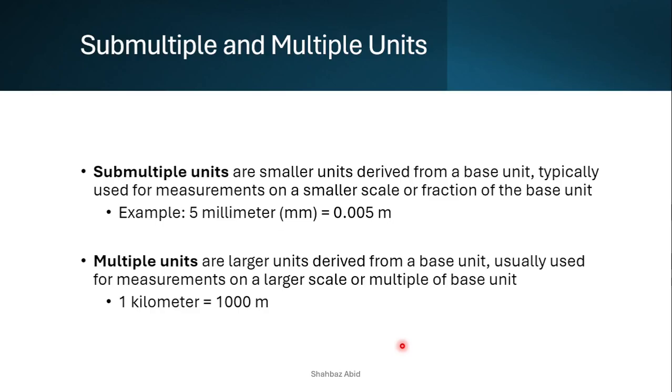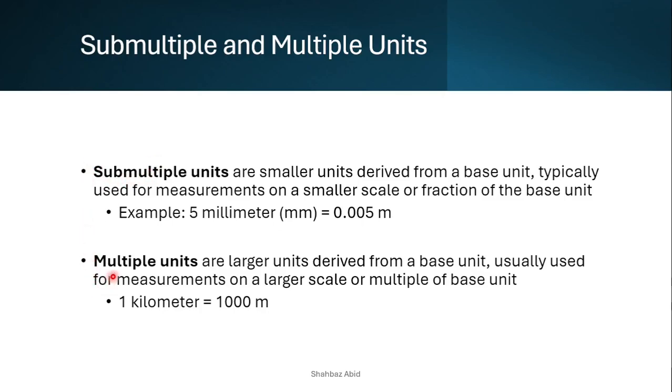At certain times we are measuring something, and that measurement may be too small or too large with respect to the base units. In that case, we might have to use submultiple units or multiple units. Now what is a submultiple unit? It is a smaller scale or a fraction of the base unit. For example, if some length is equal to 0.005 meter, it is not convenient to mention this number with the base unit. So we can say that it is equal to 5 millimeter. This is an example of a submultiple unit.